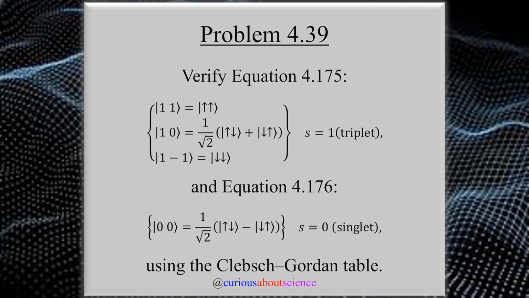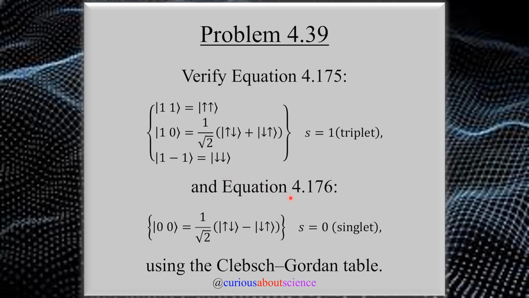In this problem, what we're tasked with doing is to verify equation 4.175, which was the S=1 triplet state when we're adding two spin 1/2 particles. Notice here that we have the coupled bases, and that equated to an up-up arrow. The coupled bases here, up-down, down-up, so that's a superposition, or a linear combination, same idea. And then here we have another state that we have to verify.